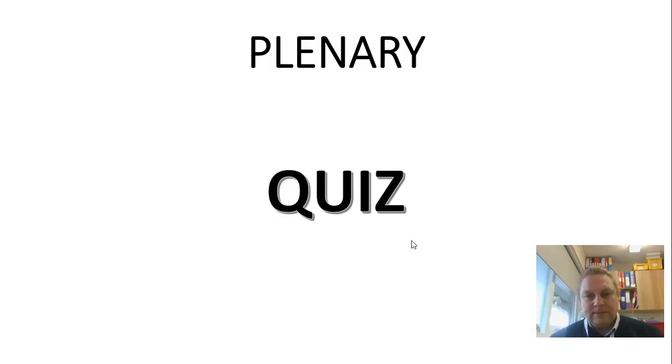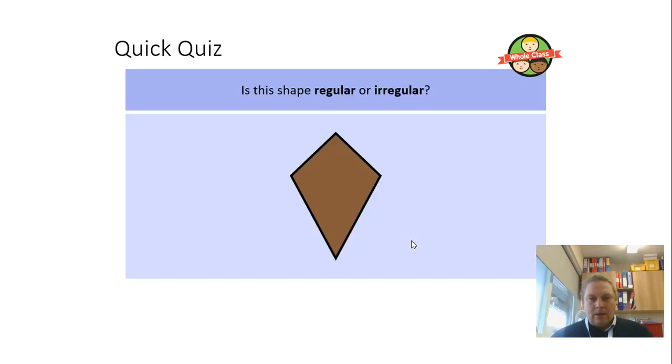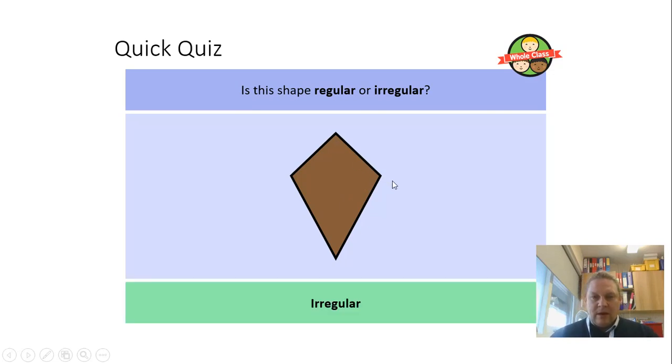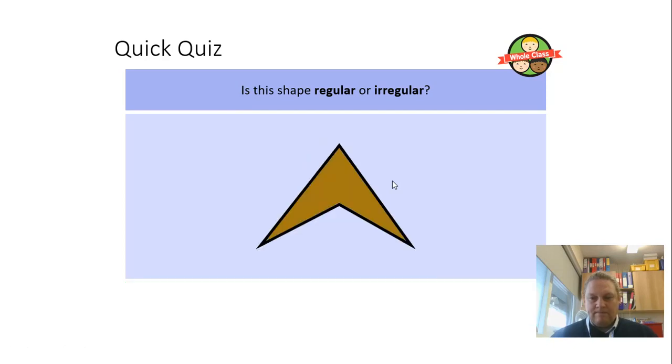Okay, let's have a quiz. Right, you've got to check whether you think the shape that you see is going to be an irregular shape or a regular shape. Let's have a look. All right, is this a regular or an irregular shape? Remember, we're checking to see whether we think that the sides are the same length or are they different lengths. Well, we can see these sides are much longer than these sides, so I think that's going to be an irregular shape. Yes, it is.